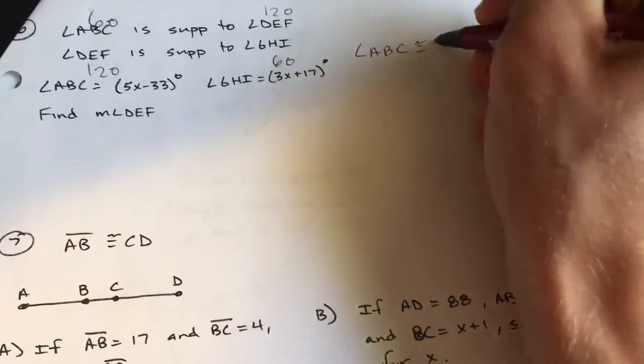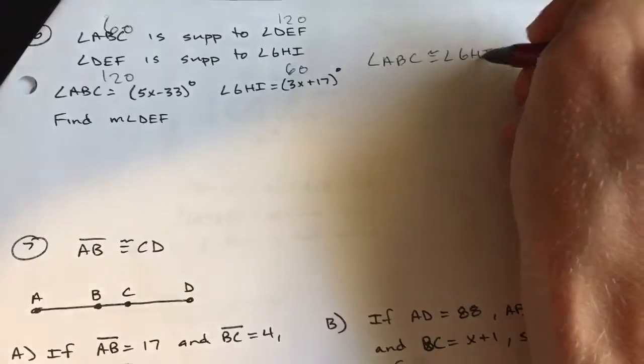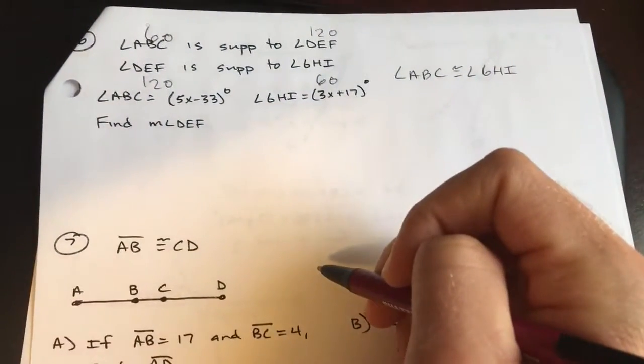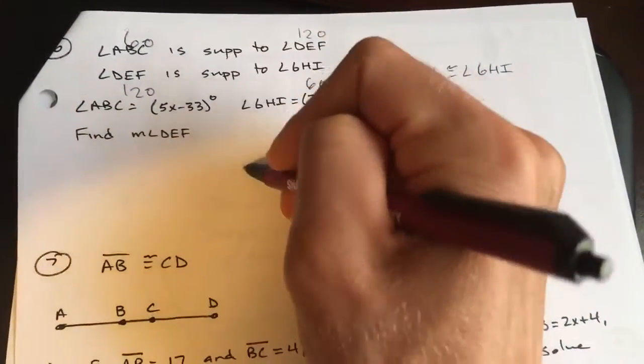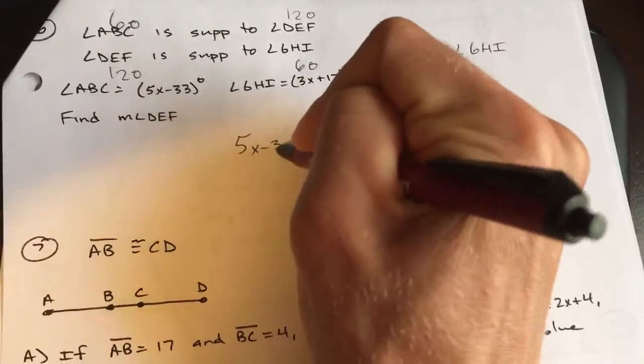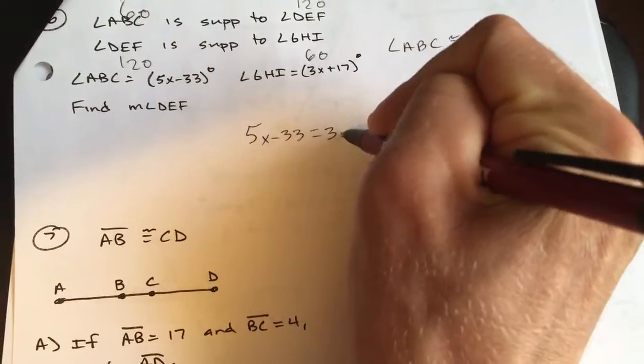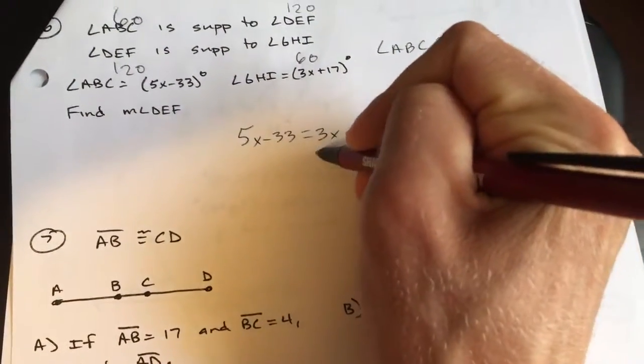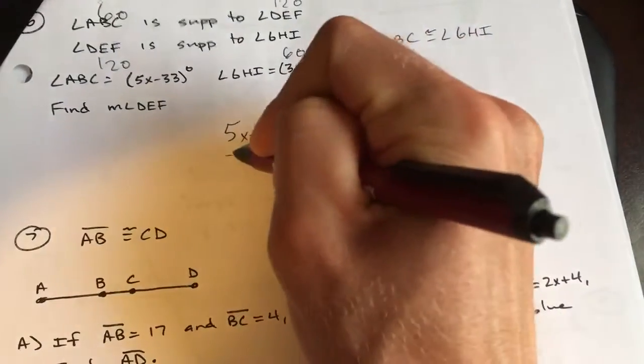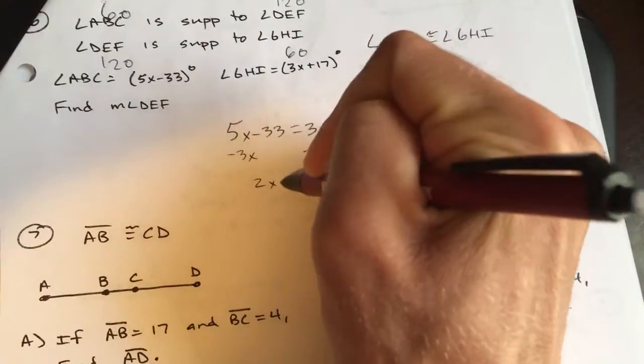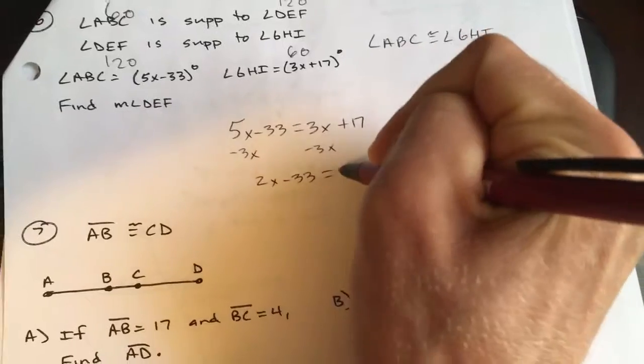So these angles have to be congruent to each other. ABC has got to be equal to GHI, and I've got expressions for both. So 5x minus 33 equals 3x plus 17. I'm going to subtract 3x from both sides, moving it over to the side with the bigger x. 2x minus 33 is 17.